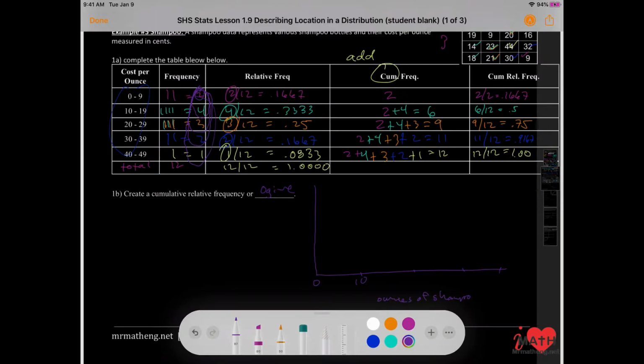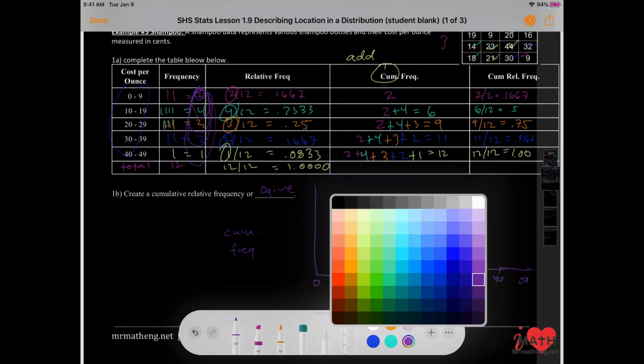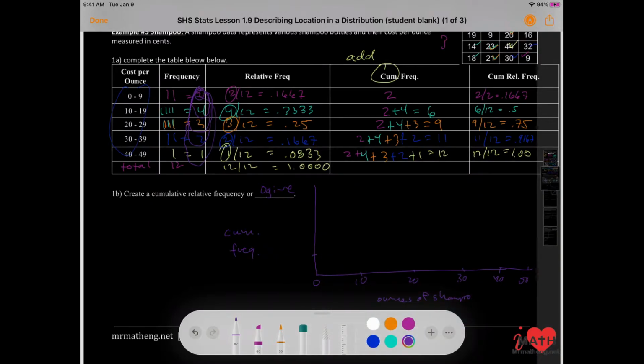And this is going to be a cumulative frequency. Cumulative frequency. 20, 30, 40, and 50. Okay? So how many bottles were... I don't have a count here. 2, 4, 6, 8, 10, 12.